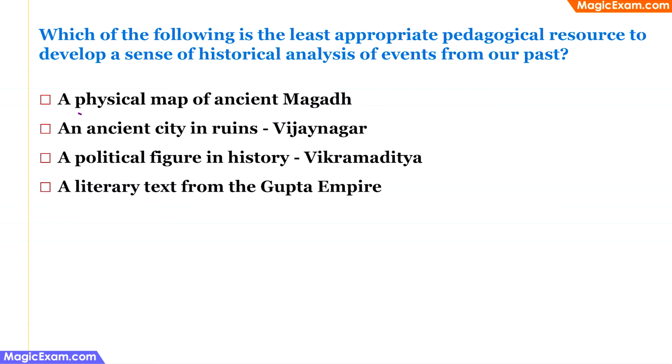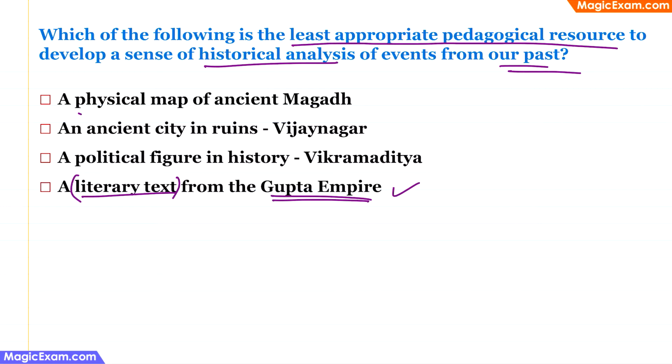Which of the following is the least appropriate pedagogical resource to develop a sense of historical analysis of events from our past? Now, when we look at the answer choices, the last one is a literary text from the Gupta Empire. By reading books or other written material from the Gupta Empire, you get to understand what was happening in that time, what was the political scenario, the cultural scenario. Therefore, you get quite a bit of information which will help you understand the history of the Gupta Empire. Therefore, this is a useful and appropriate pedagogical resource.